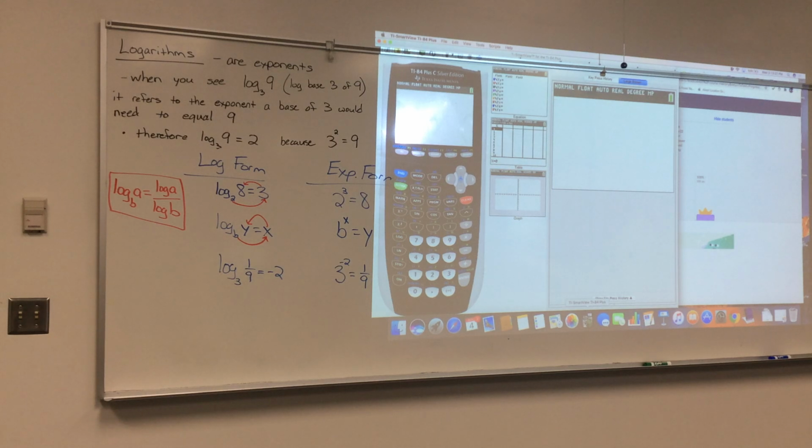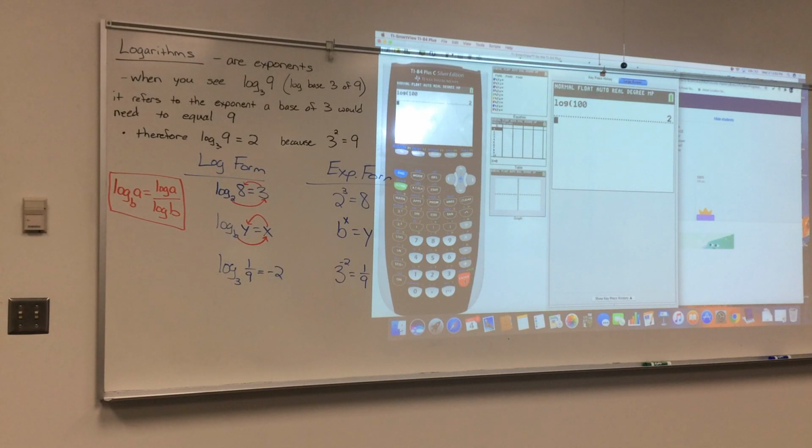Okay, logarithms are a new topic for you. On your calculator, see if you can figure out how to type in the log of 100 and get your answer. Your answer should be 2.